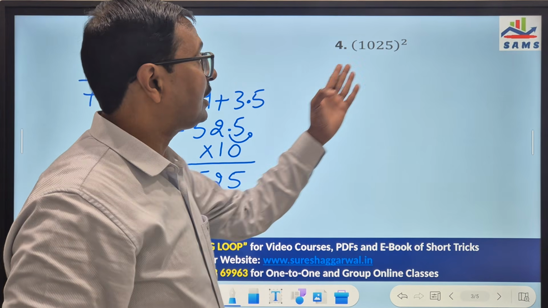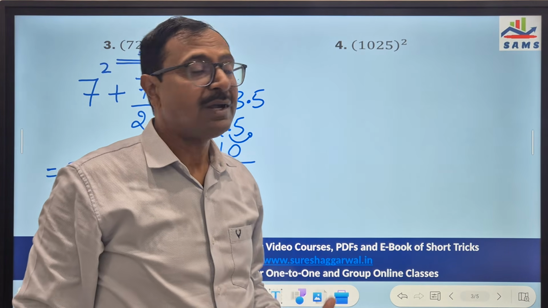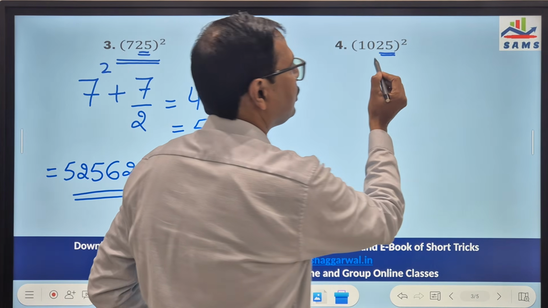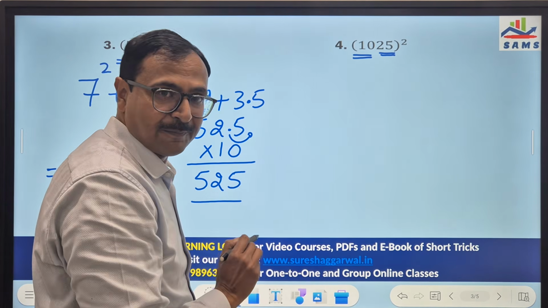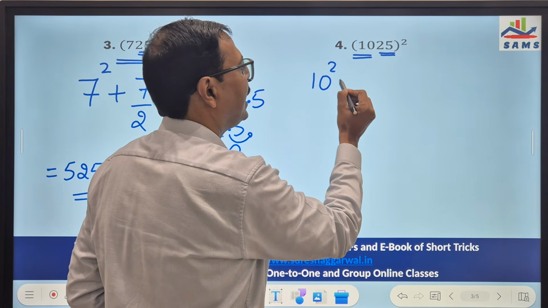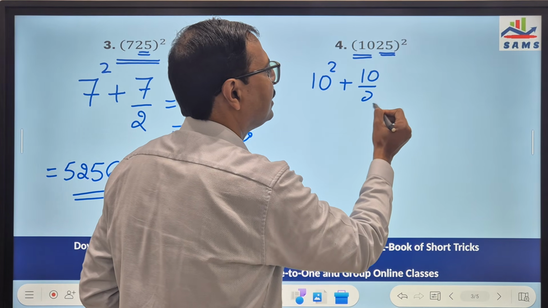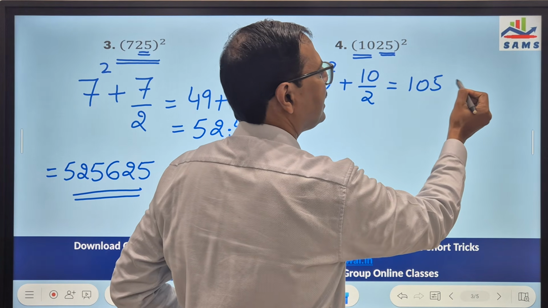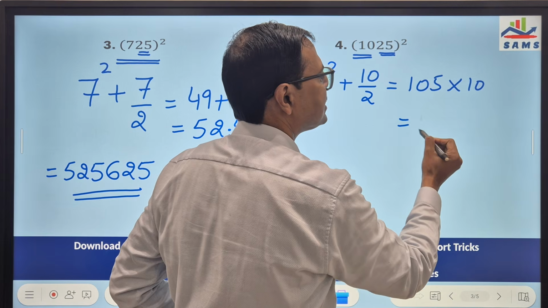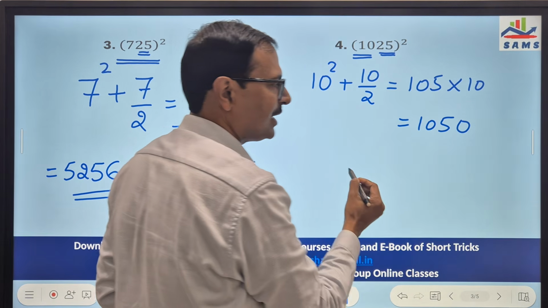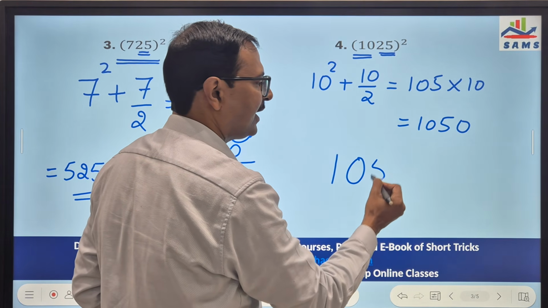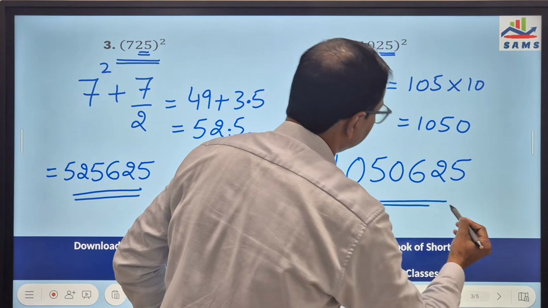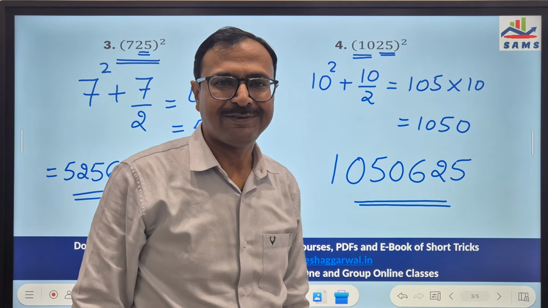Likewise, if the number is a 4-digit number, still the method holds good. Now, apart from the 25, here you have a 10, right? So you will do 10 square and then add half of 10 to that. How much is this? 100 plus 5, 105, and multiply it by 10, you get 1050. And you know the result, right? 1050625, and here is the square of 1025.